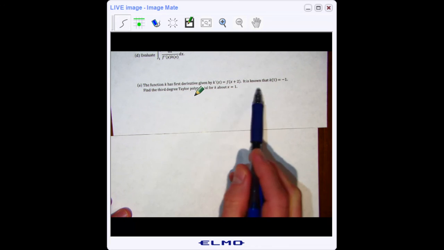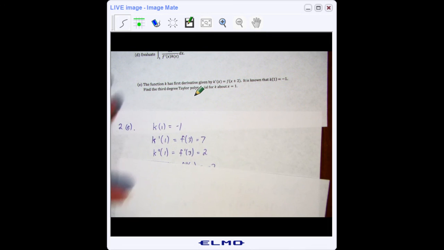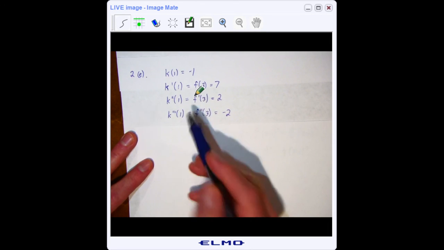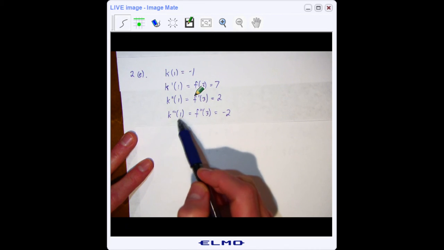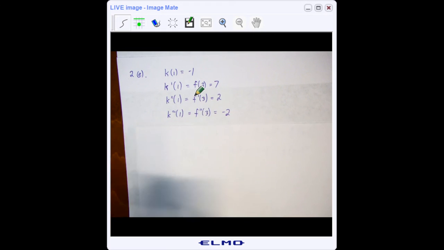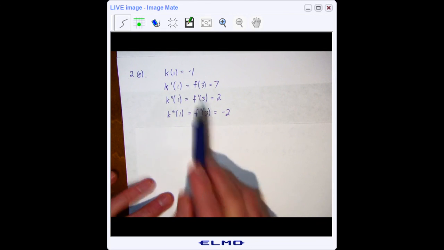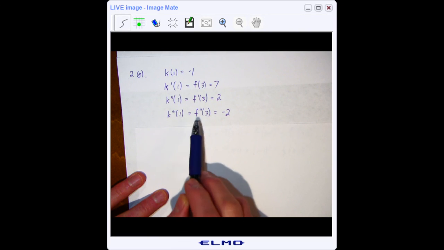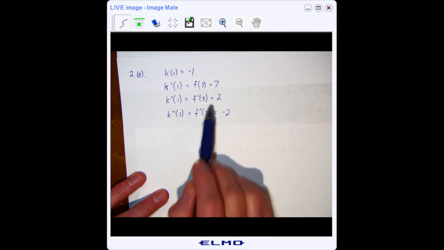All right, Part E. The function k has a first derivative of that, and it is known that k of 1 is negative 1. Find the third degree Taylor polynomial. This one also should not have been too difficult. First, you just had to find k of 1. Well, you're given k of 1. Then find the first three derivatives, but just use this formula. k prime is f of x plus 2, so that you're given. So k prime of 1 is f of 3. k double prime of 1 is f prime of 3. k triple prime of 1 is f double prime of 3. And again, you get these values from the graph.